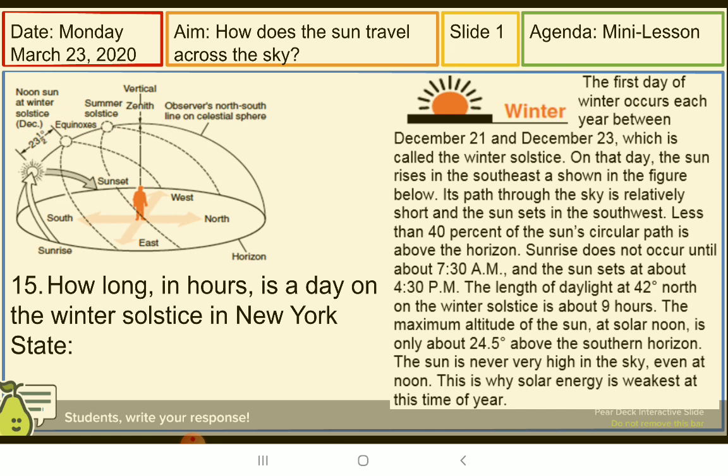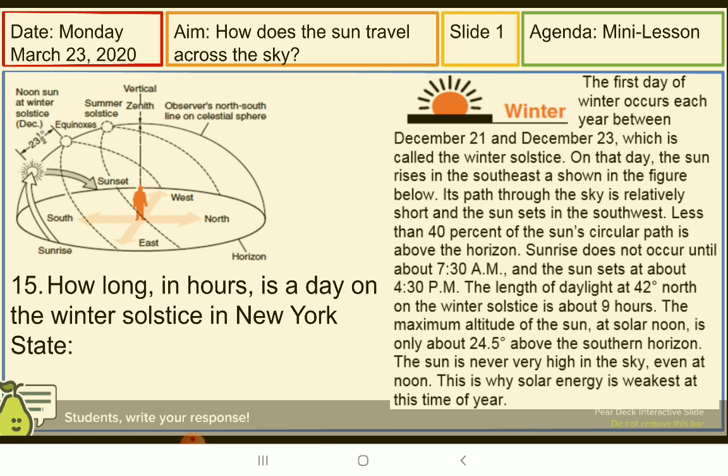Its path through the sky is relatively short, and the sun sets in the southwest. Rises in the southeast, sets in the southwest. If you look at the diagram, you can see that the thick arrow, the sun's path during this time of year, is a much smaller semicircle. So it only allows 40% of the sun's path above the horizon, which makes our days much shorter. Sunrise doesn't occur until 7:30 a.m., and it sets about 4:30 p.m.